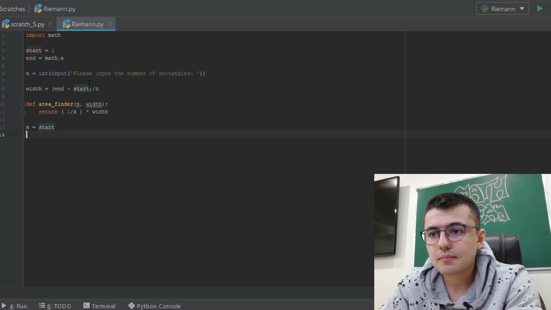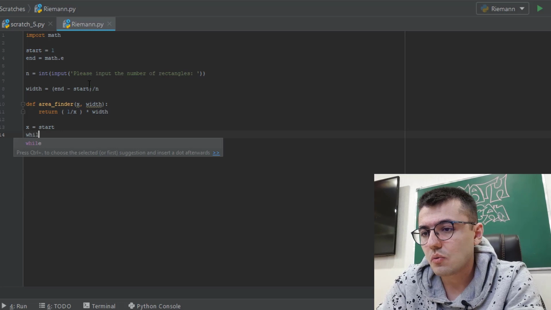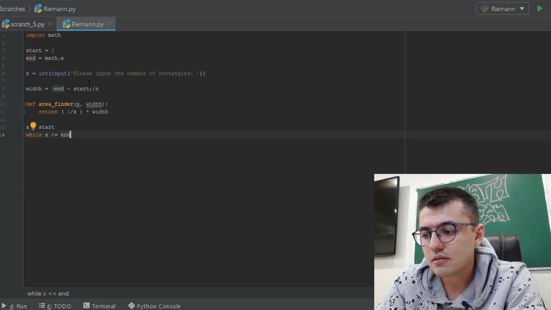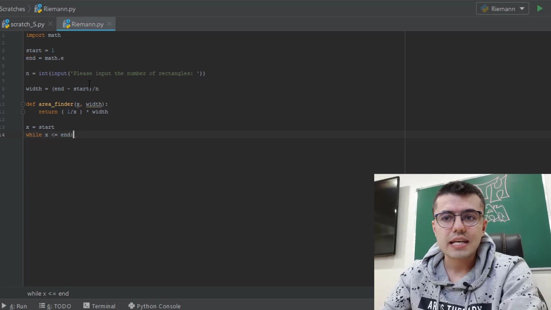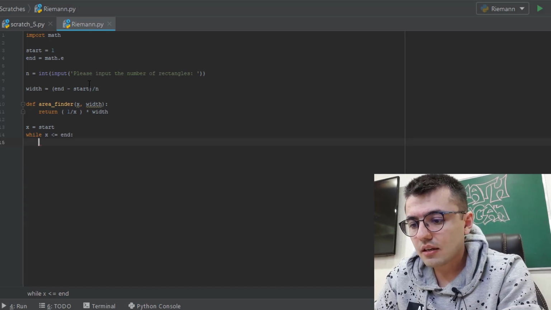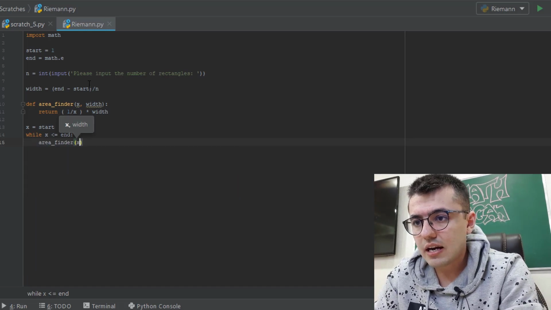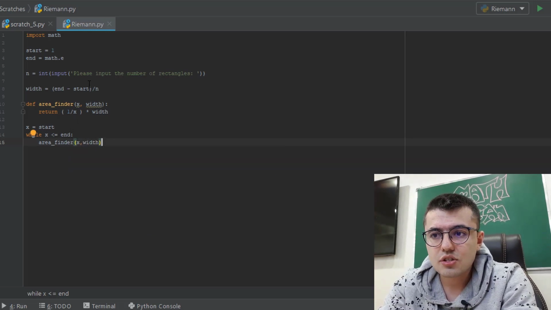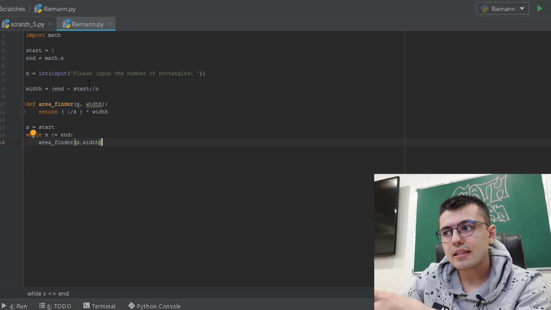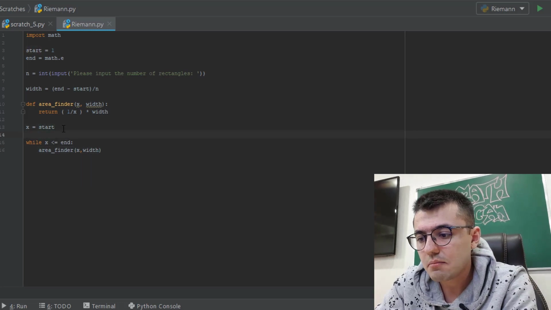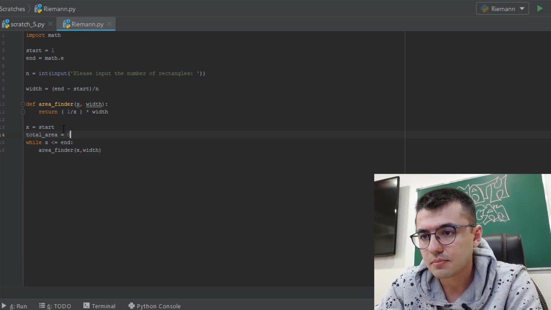So x is 1, and I'm going to start the process. While x is less than or equal to the end, so I'm telling the program, until you reach the end, do this. Do what? Find the area. So find the area with the variables x and width, okay? And I have to tell the function not just to find the area, but add that area to my previous areas. So let the previous areas be stored in the variable called total area. At the start, it's 0.